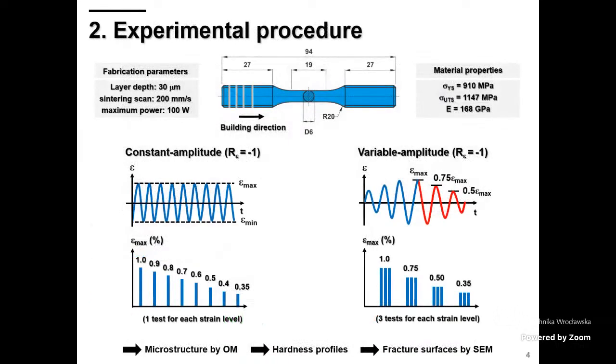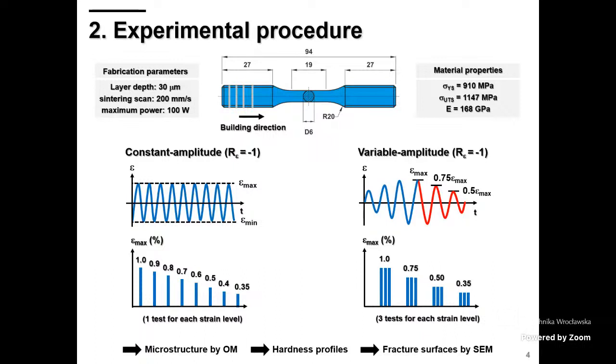So in order to meet these goals, we designed the experimental campaign. Here you can see the tested geometry and the fabrication parameters and some properties evaluated via monotonic tensile tests. And here we are trying to explain the experimental campaign in terms of fatigue tests. So we conducted two types of tests: constant amplitude under fully reversed conditions for different strain amplitudes, varying from 1.0 to 0.35. And we have also conducted some tests under variable amplitude loading using the same strain ratio.